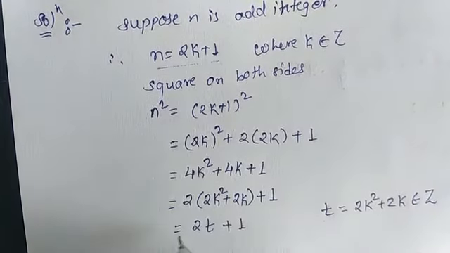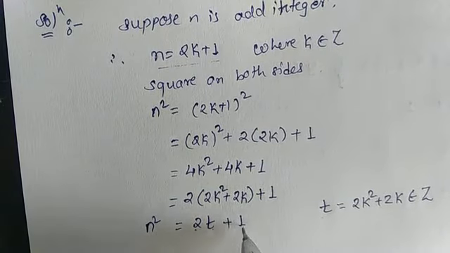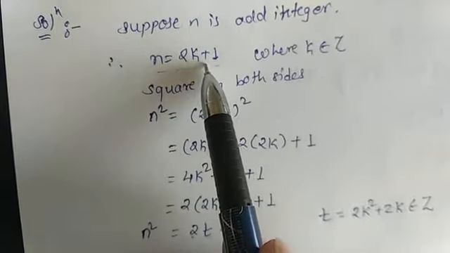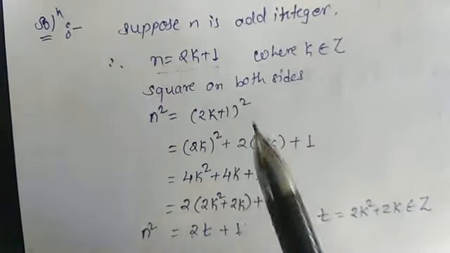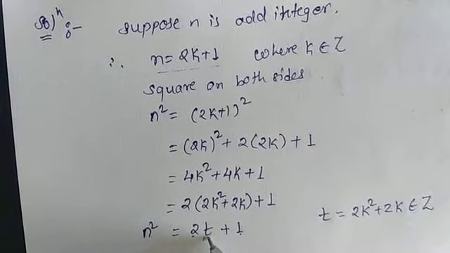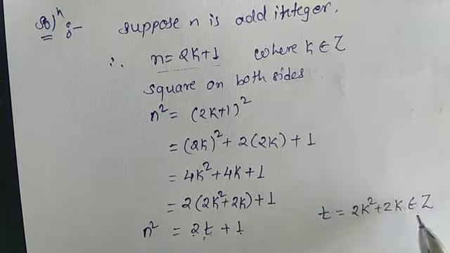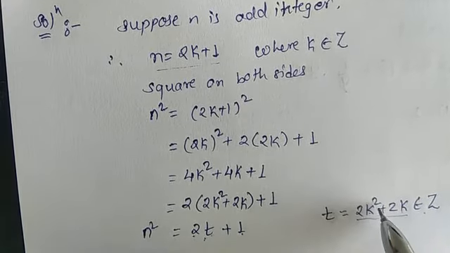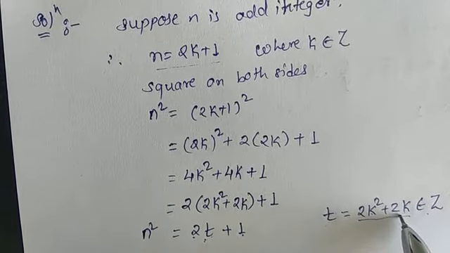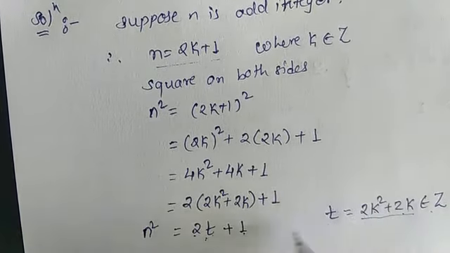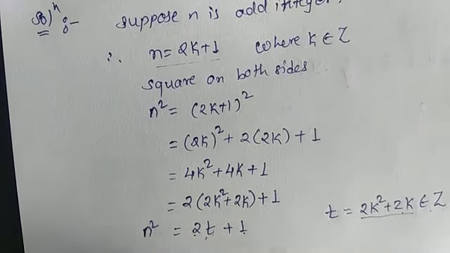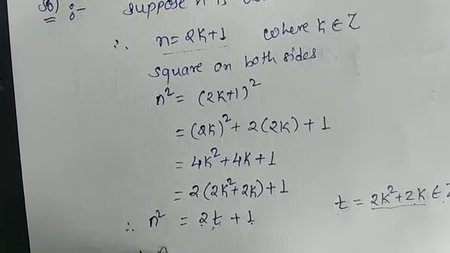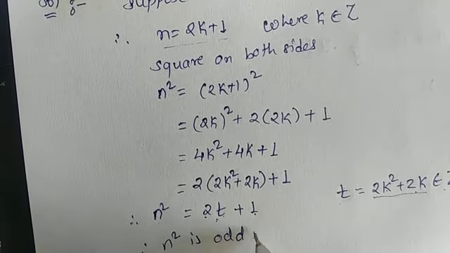Okay, so we get n square is equal to twice t plus 1. That is the general form of an odd number, which can be written in twice k plus 1 form, where k belongs to Z. Here it is twice t plus 1, where t belongs to Z, because twice k square plus 2k is an integer; k is an integer, so its multiplication and addition is also an integer. So n square is also written in an odd number form, which gives n square is an odd integer.